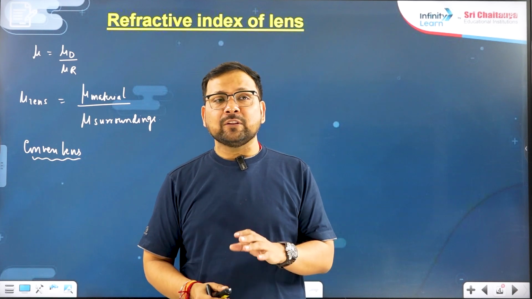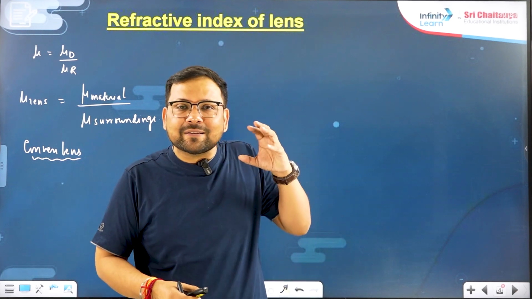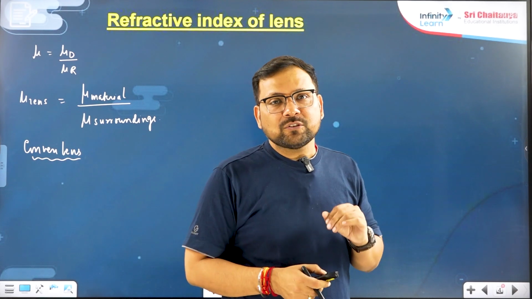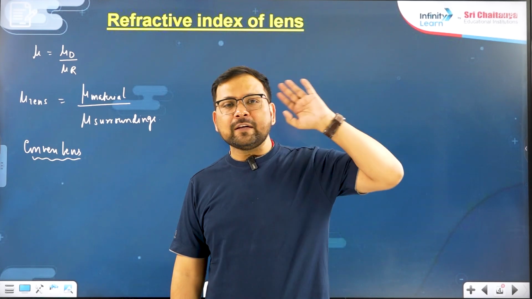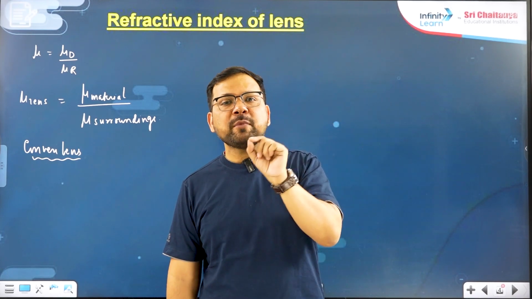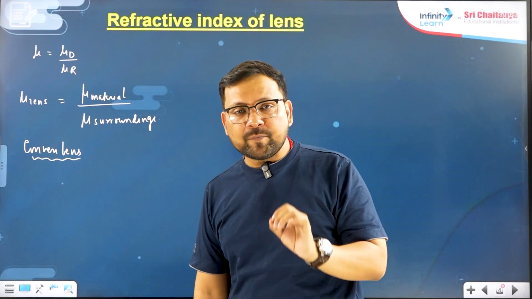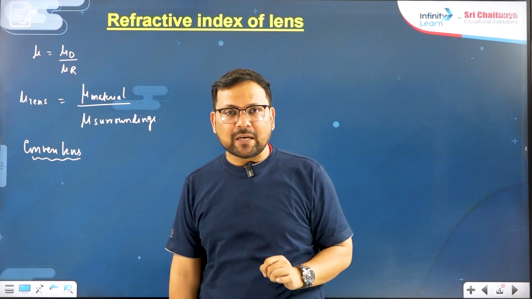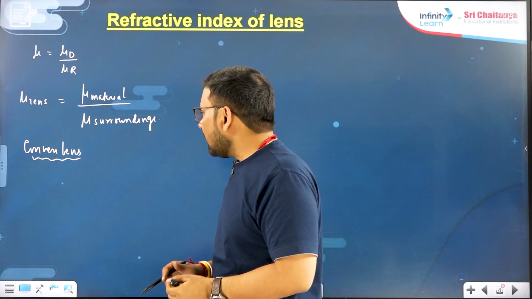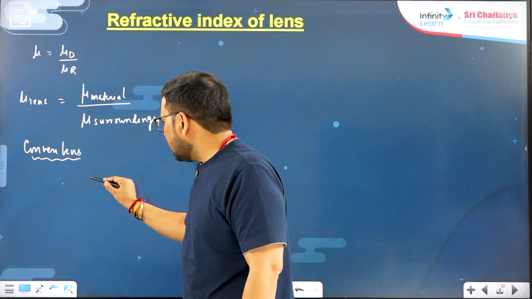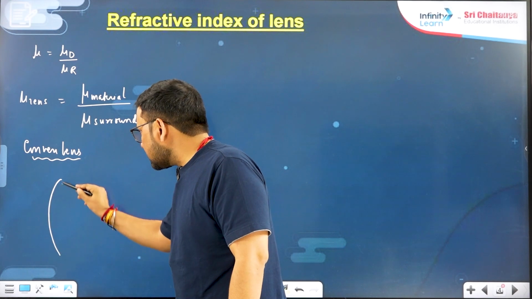Convex means there are two intersecting surfaces, that's it. So is convex converging or diverging? I will be very clear in my head that from the name I will not decide. I will have to go to the refractive index to understand whether the nature is converging or diverging. For that, how would we know? I am taking a convex lens. See, that is a convex lens.